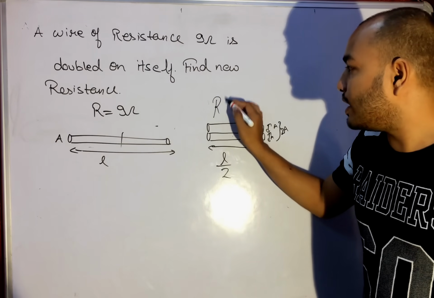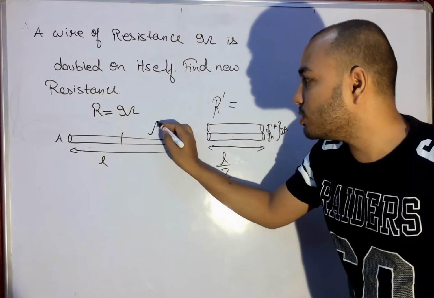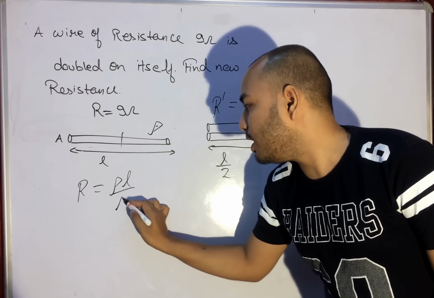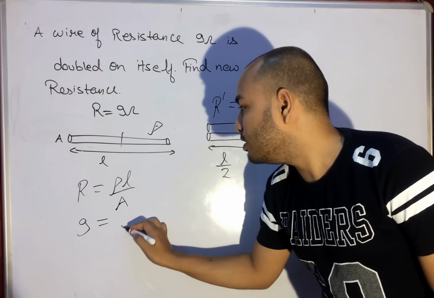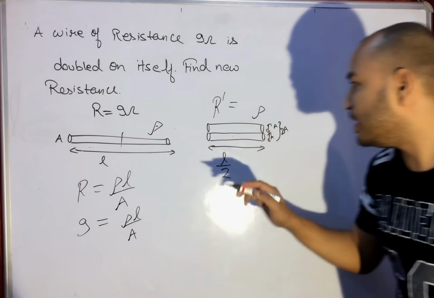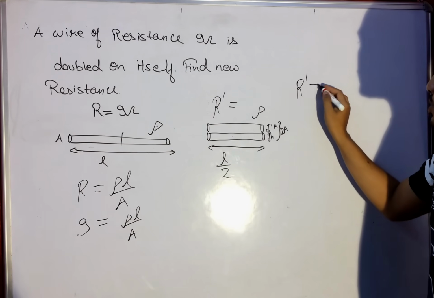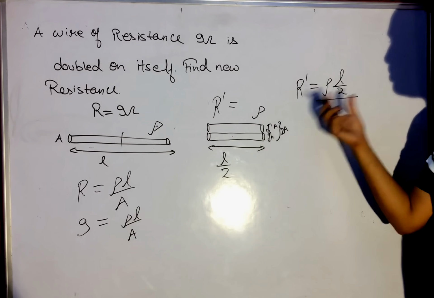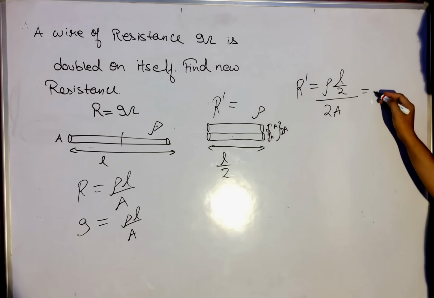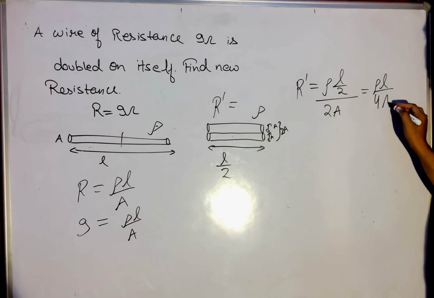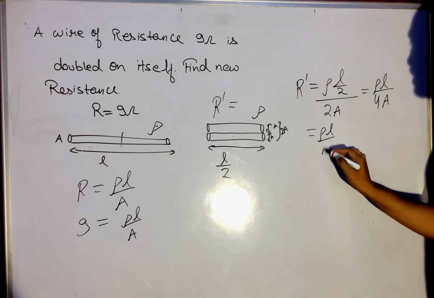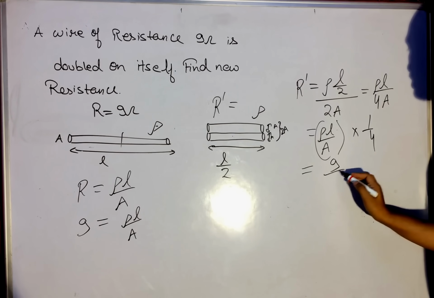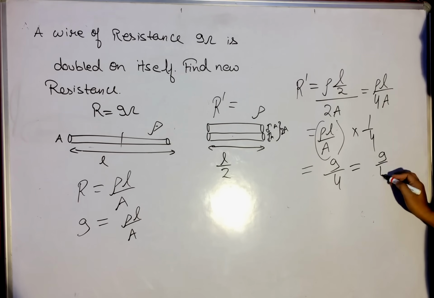Now the resistance of this wire is R dash. What will be the same for both? Resistivity. So we write R is equal to rho L by A. In place of R, I write 9. Rho L by A is equal to 9. From this side we will write R dash is equal to rho L by 2 upon 2A. It will be rho L by 4A, or rho L by A multiplied by 1 by 4, and rho L by A is 9. So the answer will be 9 by 4 ohm.